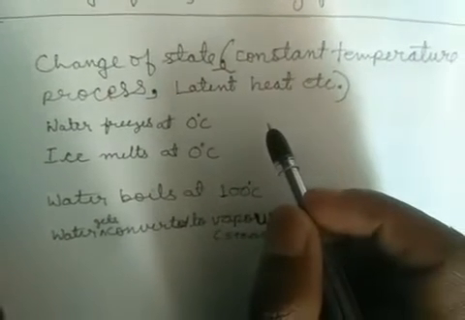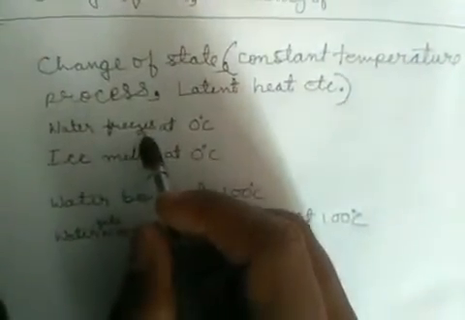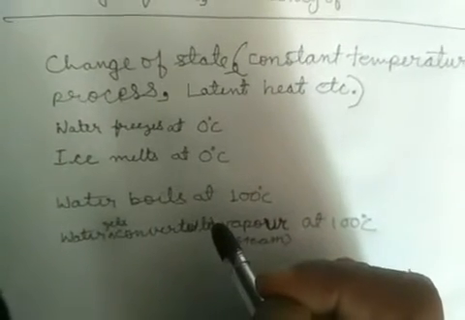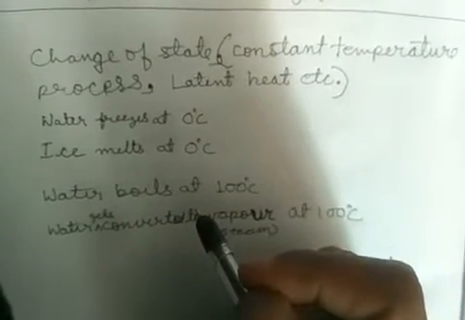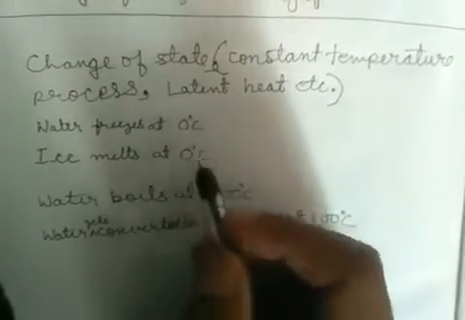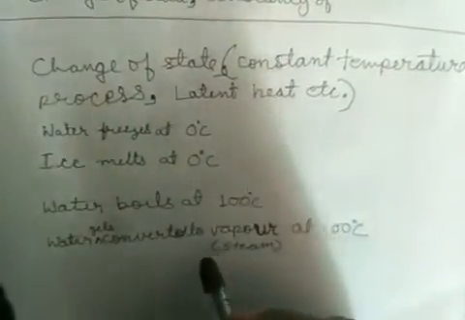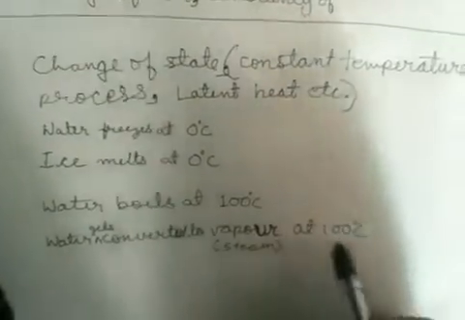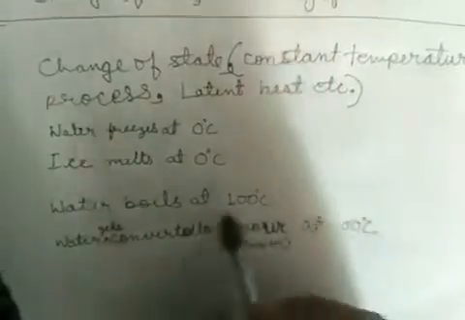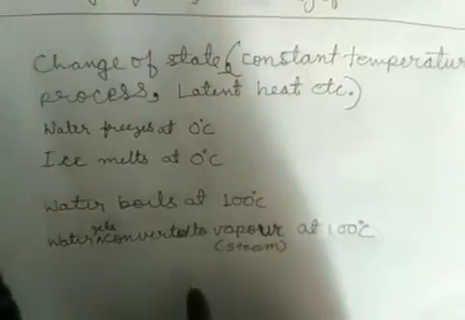Here I'm only considering water and ice. Water freezes at 0 degrees Celsius. Ice melts at 0 degrees Celsius. So at 0 degrees Celsius, it is difficult to answer what happens. Actually, both things are possible. Water boils at 100 degrees Celsius. Water gets converted into vapor at 100 degrees Celsius. So once again, there's a question: at 100 degrees Celsius, is it water or vapor?